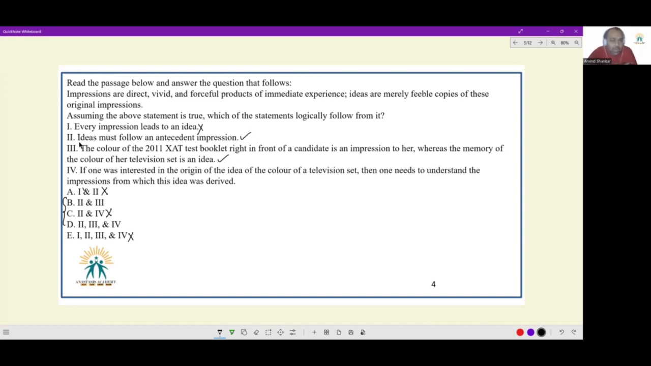While statement 2 says ideas must follow an antecedent impression, what it means is first there has to be an impression and then the idea comes after it. This is absolutely true according to the given statement.